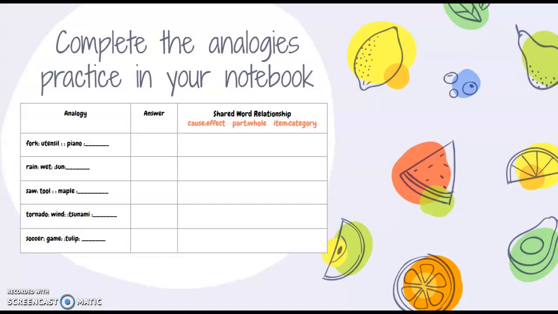All right, so your job today is to complete the analogies practice in your notebook that looks like this. You have 2 of them in your notebook, but you are going to complete the first one that is on the same page as this video, and it says fork is to utensil as piano is to what? You are going to tell me the answer, what would fill in that blank, and then you need to tell me what the relationship is between those words. What is the shared relationship between fork and utensil that you used to discover the missing blank for piano?